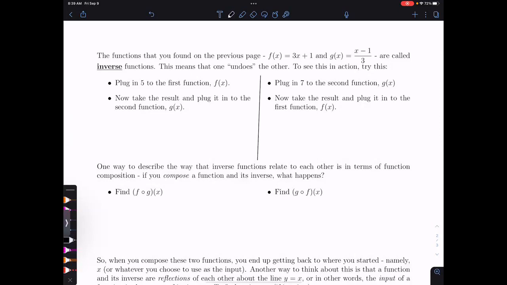This is sort of two separate things, like an A and a B. Once you've done that and shown that it works for 5 and for 7, then we want to see if it works in general. The way we see if it works in general is to actually compose the two things. So find f of g and find g of f.